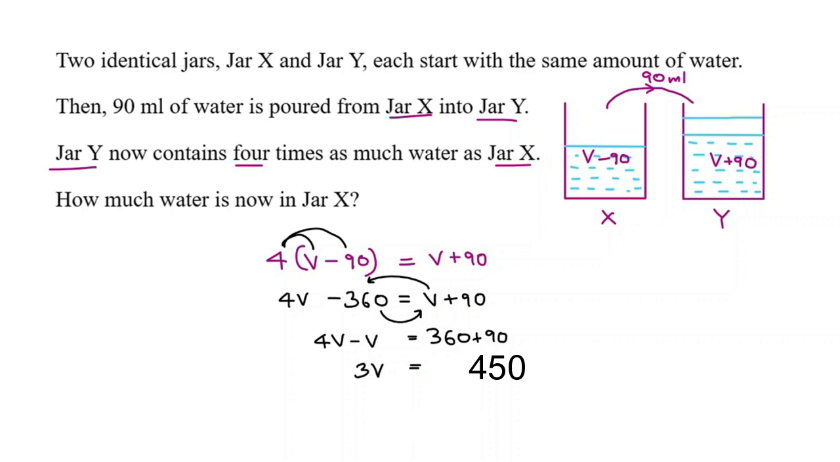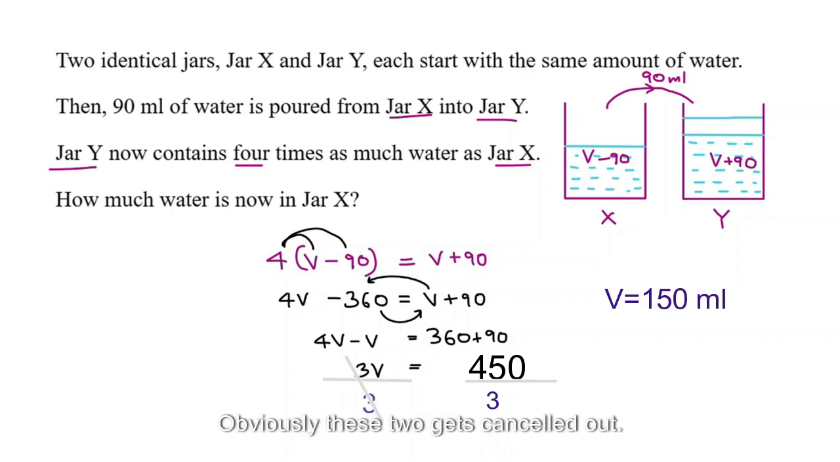450. Divide by 3, divide by 3. Obviously these two get cancelled out. So I know the value of V is 150 milliliters. Now be very careful.